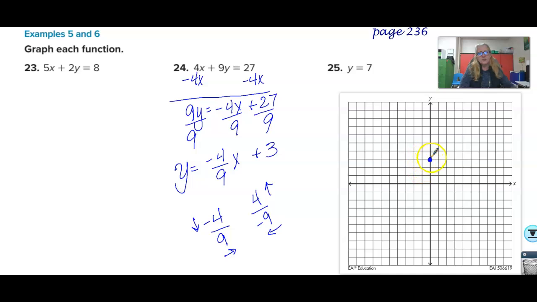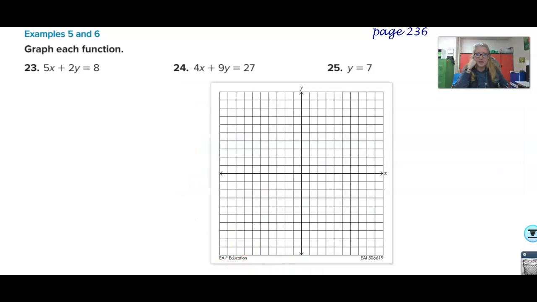So using the first one, I would go down 4: 1, 2, 3, 4. Right 9: 1, 2, 3, 4, 5, 6, 7, 8, 9. If I use the other slope, I would go up 4, left 9. I have no hope of being able to draw this line. Absolutely no hope of being able to draw anything resembling a straight line. So we have that one. And this last one is an oddity.